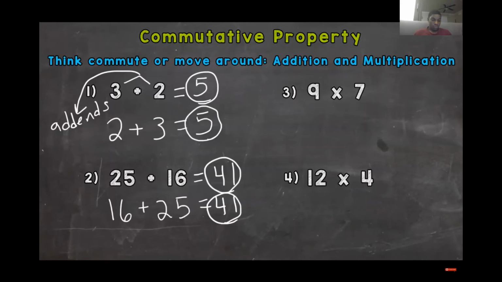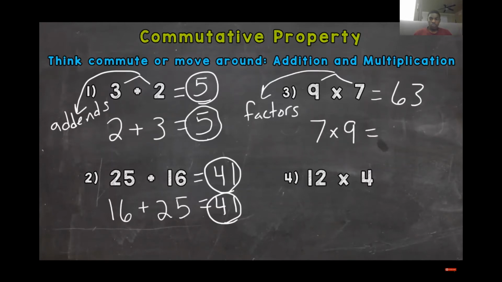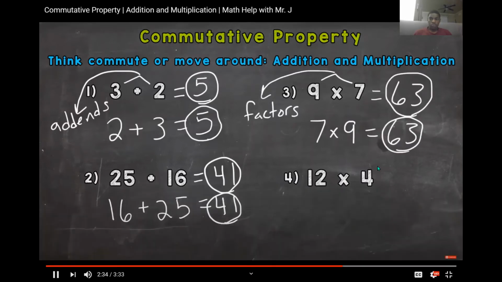So number 3 and number 4 are both multiplication. So let's see if these problems are commutative as well. So 9 times 7 gives us 63. Let's move the factors. These are called factors now when it comes to multiplication. Let's switch the factors and see if we get the same answer. 7 times 9 is still 63. So multiplication is commutative as well as addition.